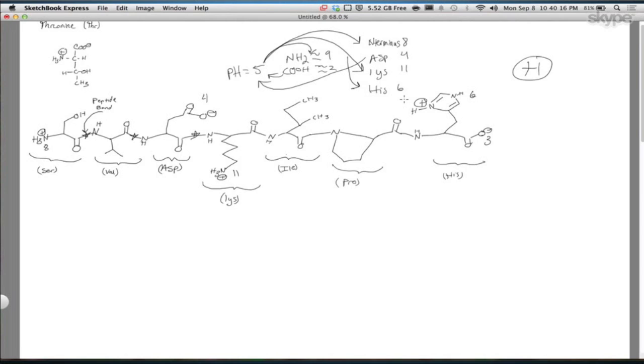Look at what you wrote down for histidine. You can see that you wrote down histidine 6. Now, that refers to the side chain. That's fine, but you left something out. You left out the pKa for the C-terminus.